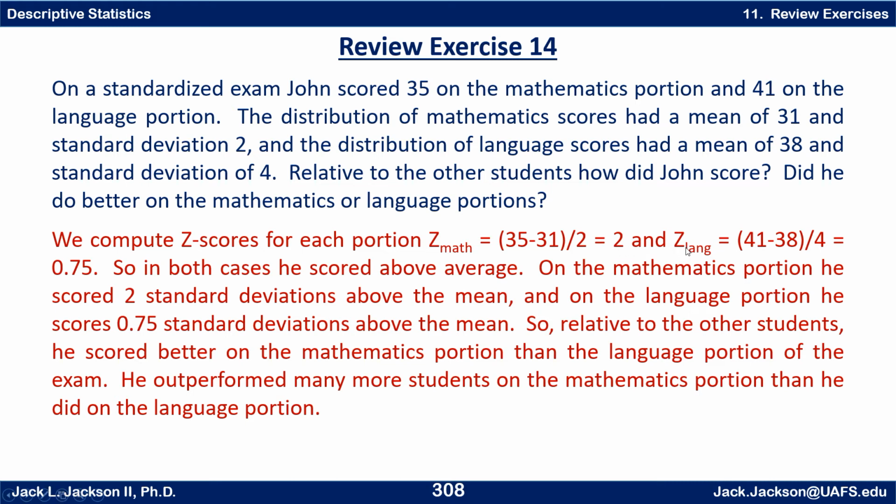That's pretty good. Okay, how about on language? Well, take his score of 41 minus the mean score of language, which is 38. Do that subtraction first. Then divide by the standard deviation of the language, which is 4, and we get a z-score of 0.75. Still scored above average, but not a whole lot. Only 0.75 there. So which one was the best? Well, since the z-score of 2 on the math is bigger than the z-score of 0.75 for language, he scored better on the math relative to the other students.